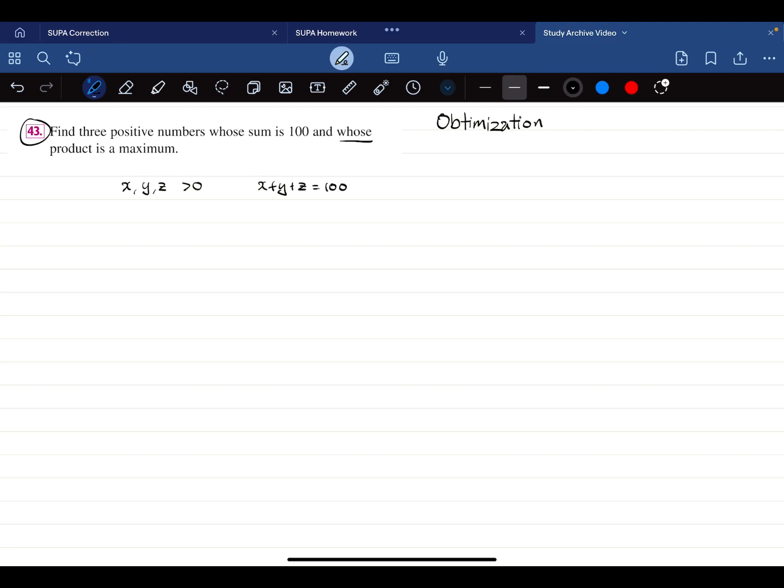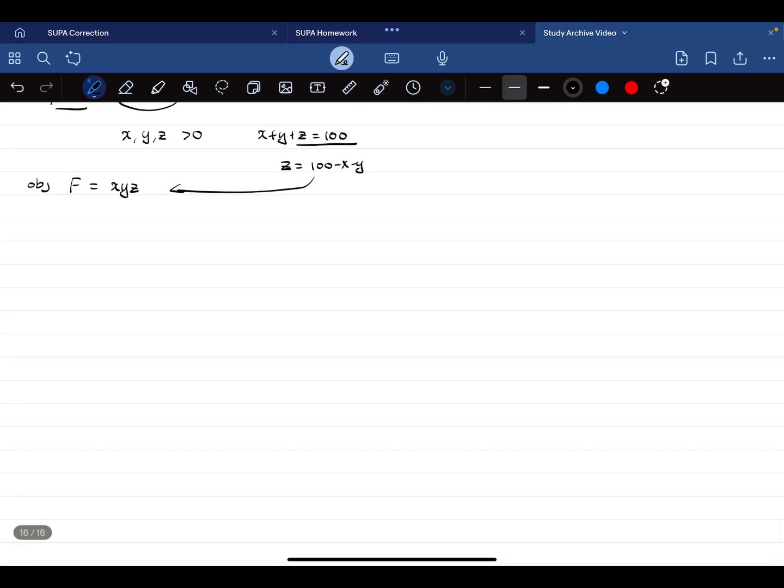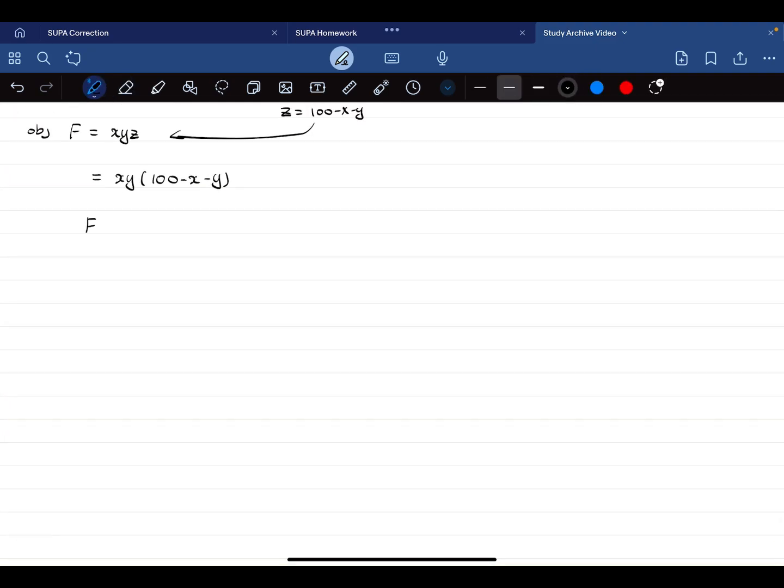And since they're asking for the product at a maximum, we'll say that our objective function is going to be f of x, y, z. This is a product. And we can substitute z as 100 minus x minus y. And we're going to plug that z into our objective function, making this function look like this. So we'll first get our critical points since we're looking for the maximum.